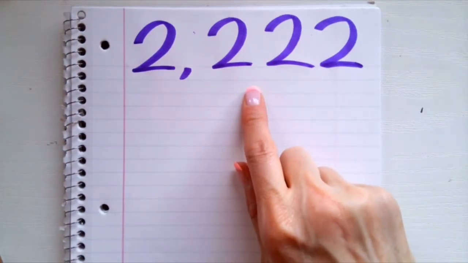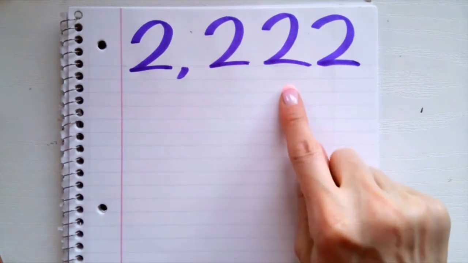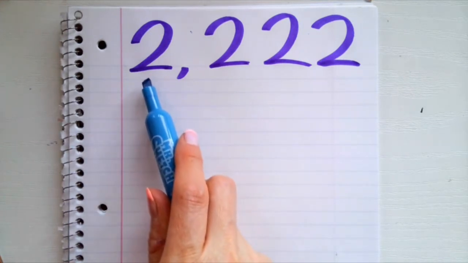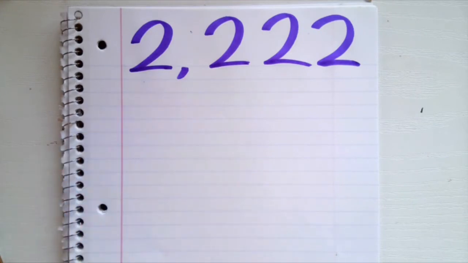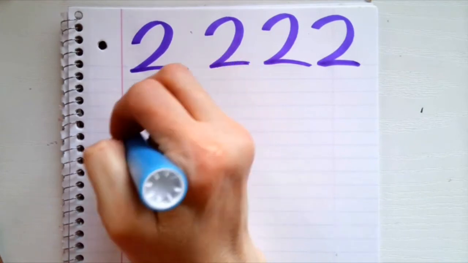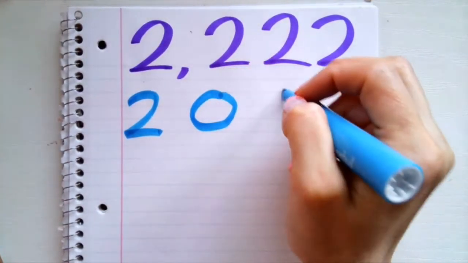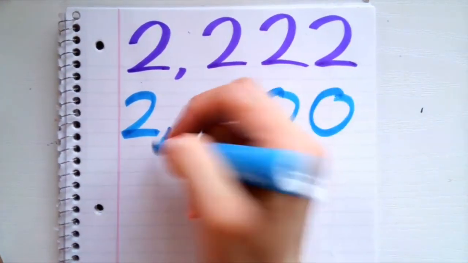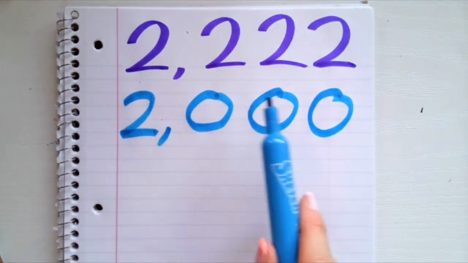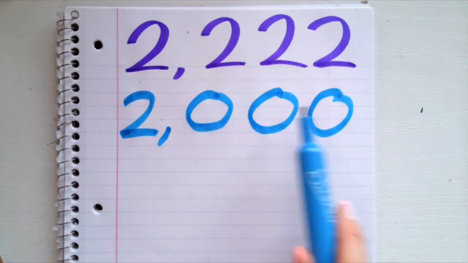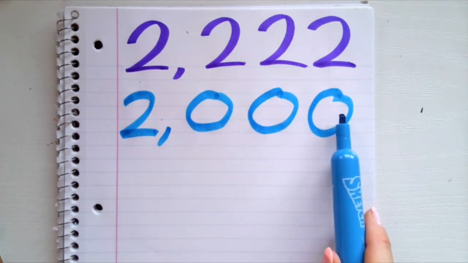Let's go back to our number that we drew, and let's write it in expanded form. What is the value of this digit? Can you remember which place value it's in? It's in the thousands. So its value is 2,000. We can tell its value by writing the digit and then using zeros for the remaining place values on the right.